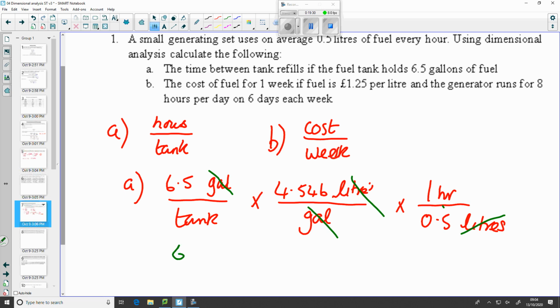So we've got 6.5 times 4.546 times 1 over 0.5. So the same as the times by 2. And the answer is about 59.